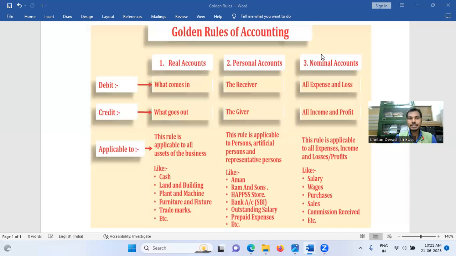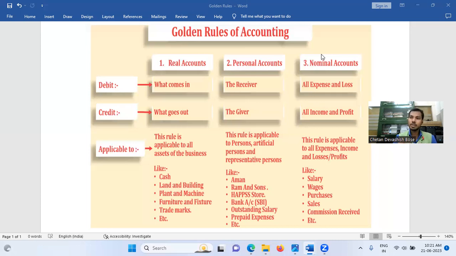Now, let us understand, if I identify a given account as a real account, where should I post? Should I post it at the debit side or at the credit side? There is a golden rule that we need to follow. It will make our life easy in understanding where we need to post. Once I identify a given account as a real account, I need to ask myself whether it is coming into the business or going outside the business.